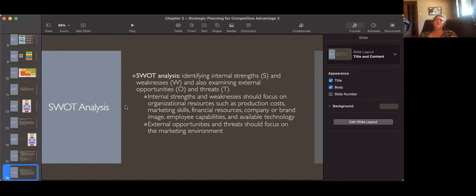Internal strengths and weaknesses should focus on organizational resources like cost of production, financial resources, your image, the capabilities of the employees, the technologies, all the things available to you. External opportunities and threats should focus on the marketing environment. So the economy, supply chains, like, are we able to get the things we need to make our product?